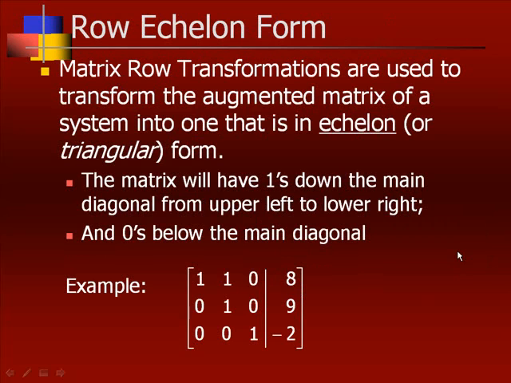Now, matrix row transformations are used to transform the augmented matrix of a system into one that is in echelon form. Now, echelon means triangular. The matrix in echelon form will have ones down the main diagonal. So everything starting up here will be a 1. And it will have zeros in the triangle underneath the main diagonal.